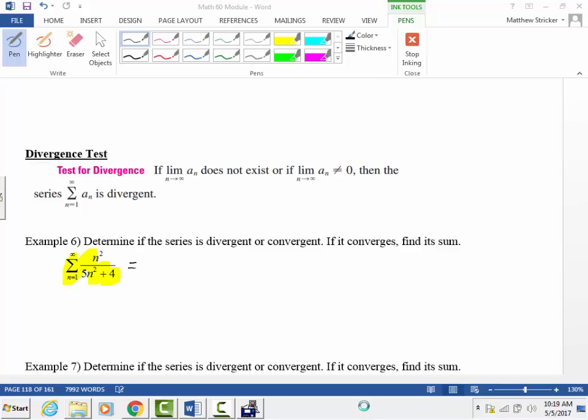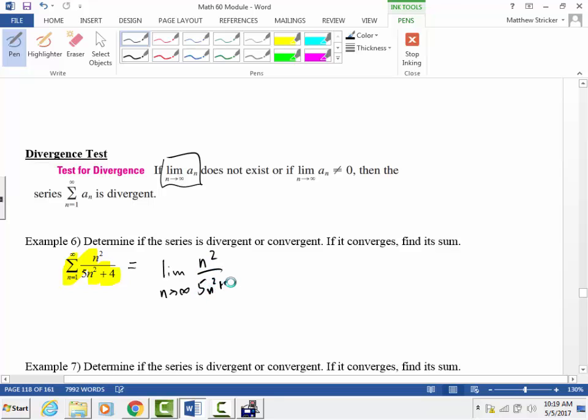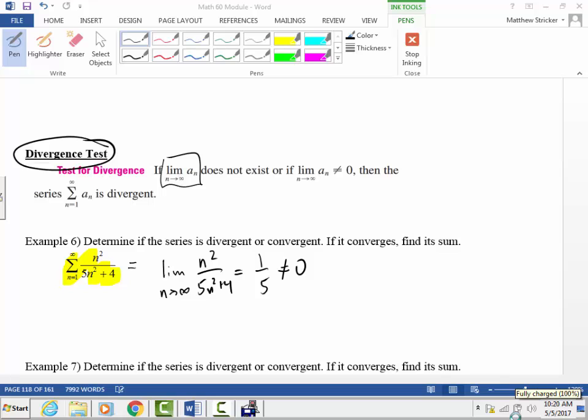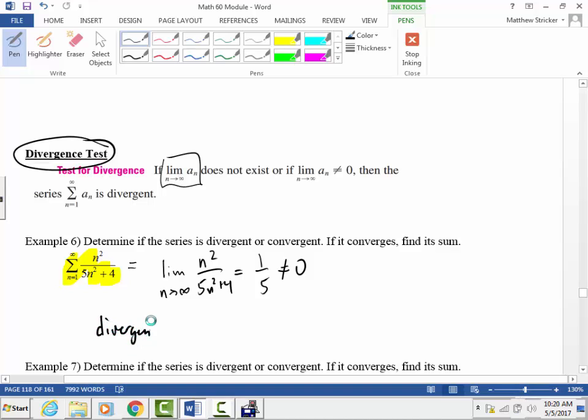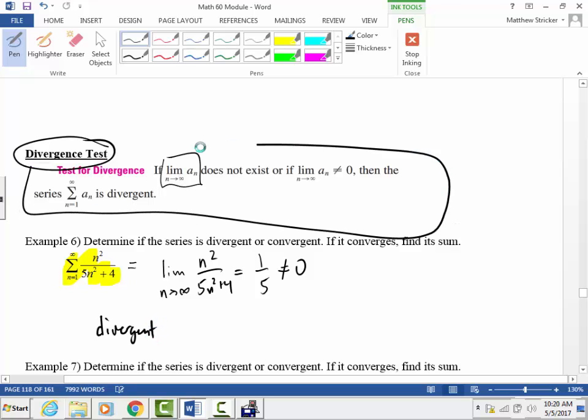as in, if we take the limit as n approaches infinity of n squared over 5n squared plus 4, what do we get? 1/5. Is this equal to 0? No. It's not equal to 0. What does the test for divergence tell us? It tells us that the series is divergent. That's all this test says.